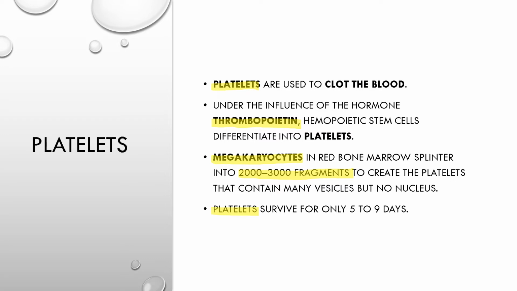Platelets contain many vesicles, but they don't contain a nucleus. The vesicles contain granules, and these granules contain chemicals that, once released, promote blood clotting. Sorry, the vesicles contain these chemicals. Now, platelets help stop blood loss from damaged blood vessels by forming a platelet plug.